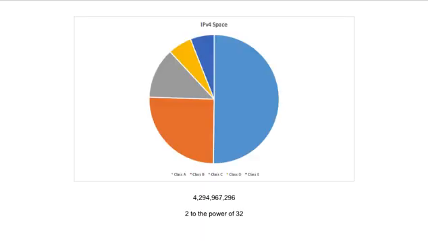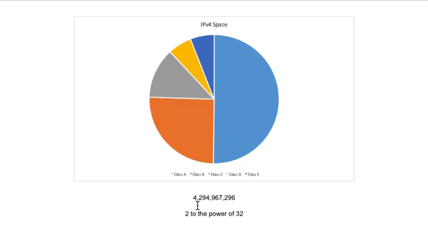Moving on, here I've done a pie chart. It's just to show you how much space is being used between each of these classes. So Class A uses the majority, as you can see. Class A is the sky blue color. Then we have B, which uses this orange color. C, gray. D is the yellow, and E is the dark blue.